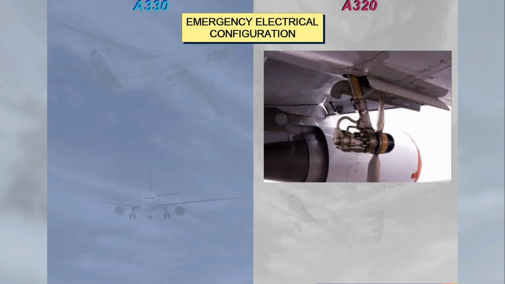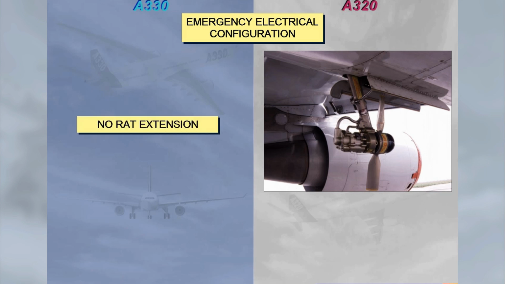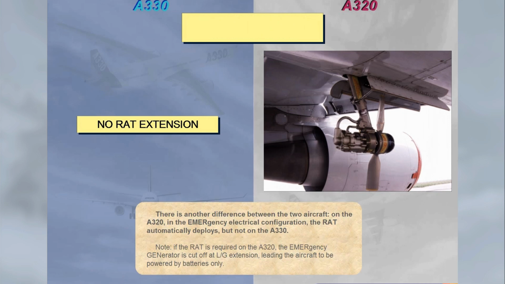There is another difference between the two aircraft. On the A320, in the emergency electrical configuration, the RAT automatically deploys, but not on the A330. Note, if the RAT is required on the A320, the emergency generator is cut off at landing gear extension, leading the aircraft to be powered by batteries only.